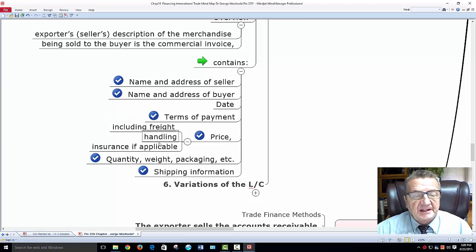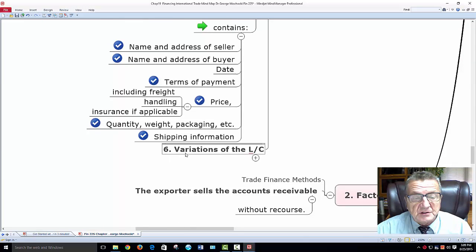What's the freight? What's the handling? Is there insurance? Who's paying it? Is the supplier paying it? Am I paying? All those. What's the quantity? What's the weight of the packaging? What's the shipping information? Okay, variation of a letter of credit, LC.